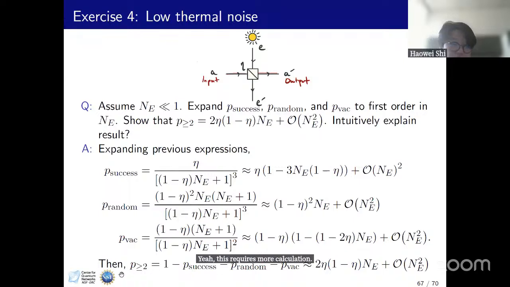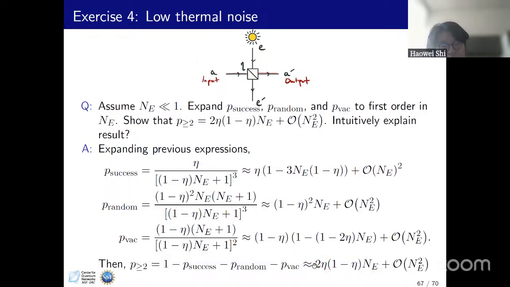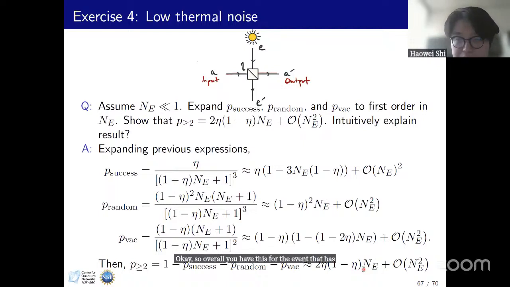Well, and in the end, you have the otherwise probability equal to 1 minus the sum of all the 3 events above. This result is 2 times eta times 1 minus eta NE. This can also be interpreted by our intuitive decomposition. First you must have the input photon transmitted, so you have the first factor eta. And then you must have a thermal photon added in. The probability is 1 minus eta times NE. So overall you have this for the event that has 2 or more photons.